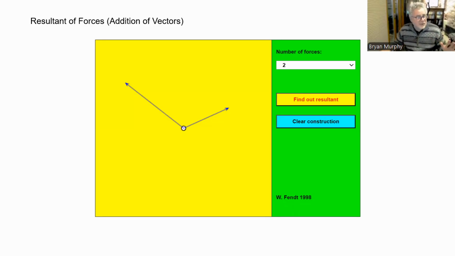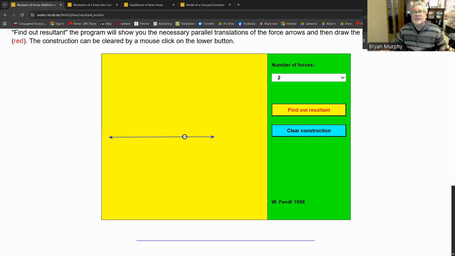Okay, now using my favorite Walter Fendt simulations, here they are. Okay, so what I've done is I've started off with the GCSE thing. I've got a diddly one going over to the right and a longer one going over to the left. Now, when I click find resultant, what's going to happen is the left hand vector is going to slide along. So the start of the left hand vector is at the end of the right hand vector, and it shows you what the resultant is by a little red arrow. That's the resultant.